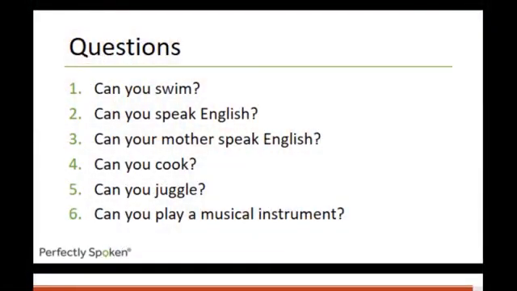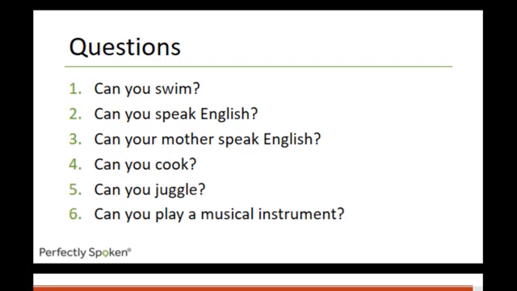So for this, you can just answer speaking, or you can write it in the chat box, or you can write it in your notebook, or you can just say it, okay? All right, so the questions. Can you swim? Can you speak English? Can your mother speak English?